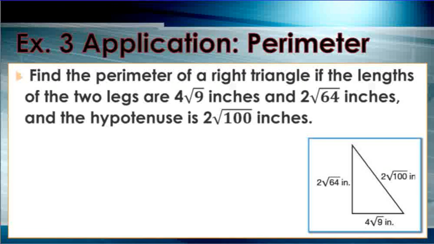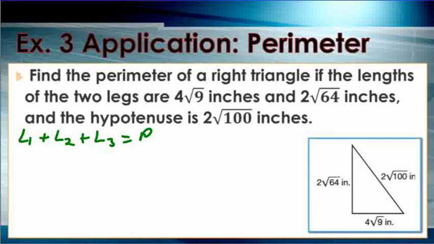First one, find the perimeter of a right triangle if the lengths of the two legs are 4 times the square root of 9 inches and 2 times the square root of 64 inches, and the hypotenuse is 2 times the square root of 100 inches. Perimeter of a triangle, you add leg 1 plus leg 2 plus leg 3 and that will give us the perimeter.